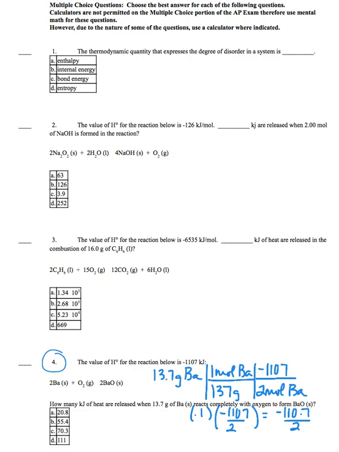Question number 4, another stoichiometry problem. They give us that you have 13.7 grams of barium, and they want to know how many kilojoules of heat are released. Again, you're going to have to do some mental math. Notice that they use 13.7, and the molar mass of barium is 137 grams. So that ends up giving you 0.1, and so we have 1,107 divided by 2, and so that gives you a simplified answer of 110.7 divided by 2, which would give you 54.